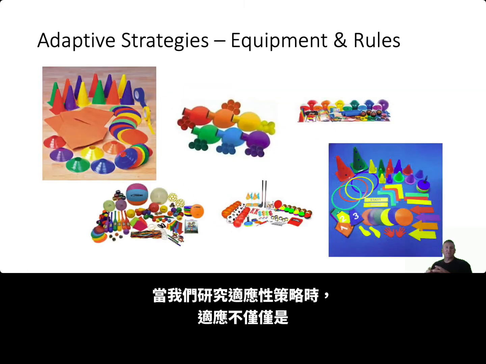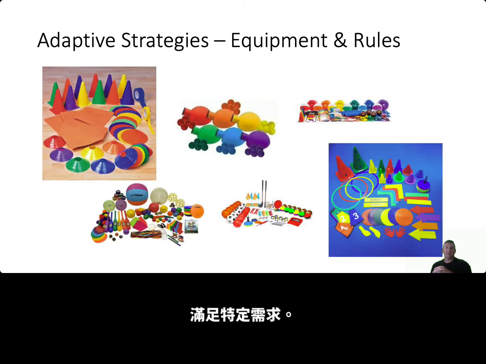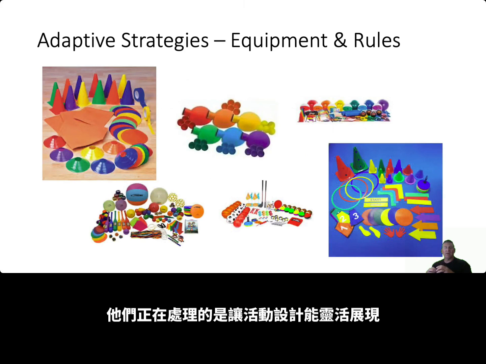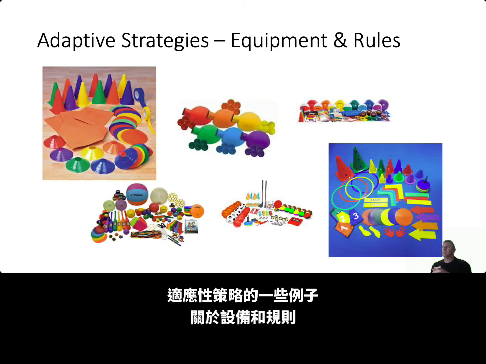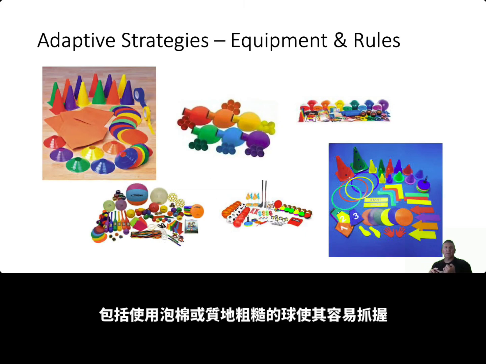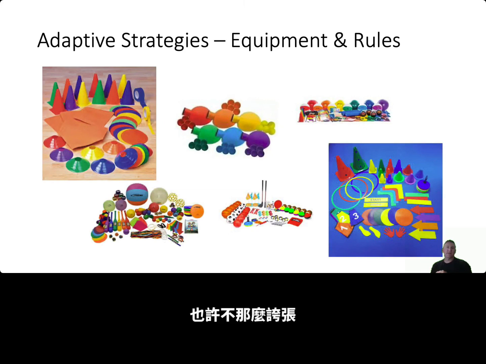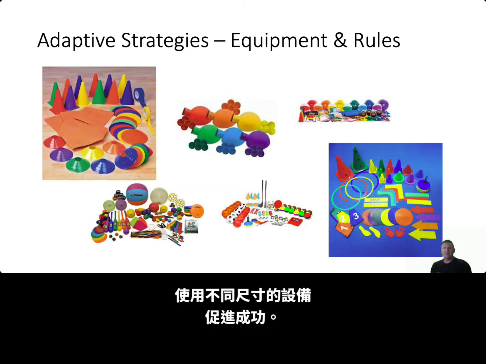When we look at adaptive strategies, adaptations are not just about accommodating specific needs. They're about making activities flexible by design. Some examples of adaptive strategies with regards to equipment and rules include using foam or textured balls that are easier to grip and perhaps less intimidating. Using preferred colors to establish and maintain engagement. Use varied sizes of equipment to facilitate increased levels of success.